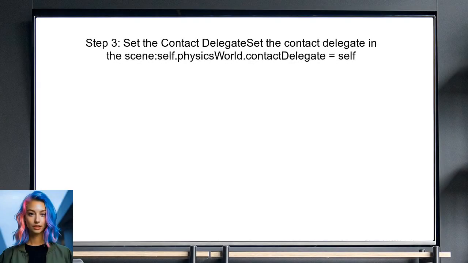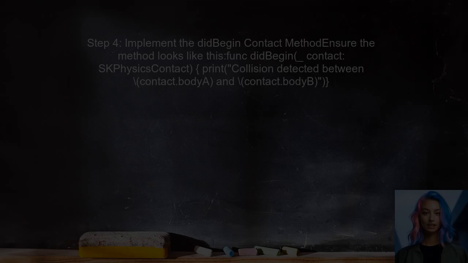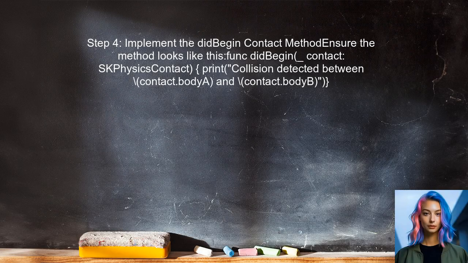Now, the user should verify that the scene's contact delegate is set correctly. This is crucial for the didBeginContact method to be called when a collision occurs. Finally, the user should confirm that the didBeginContact method is implemented correctly. This method should include the necessary logic to handle the collision event.